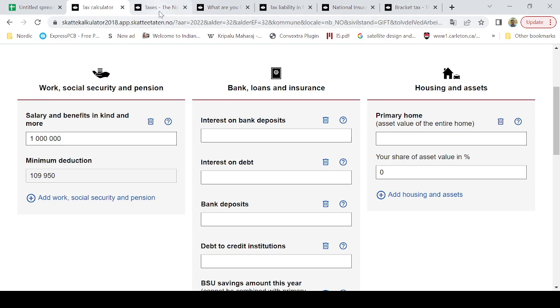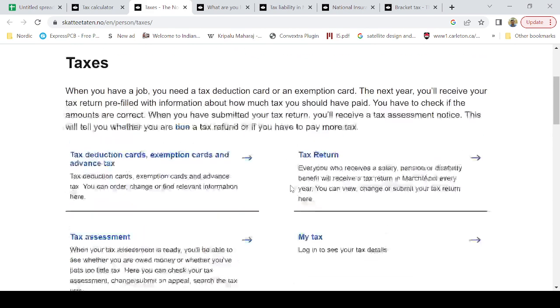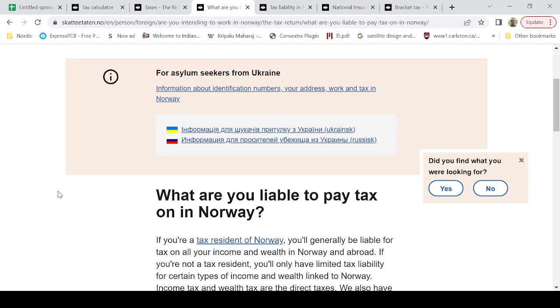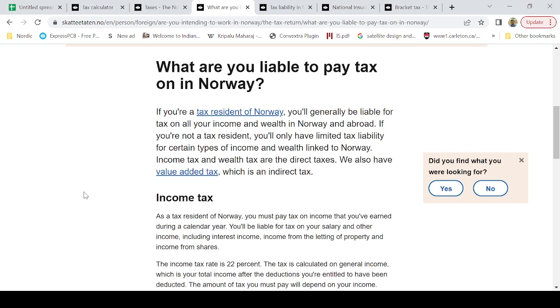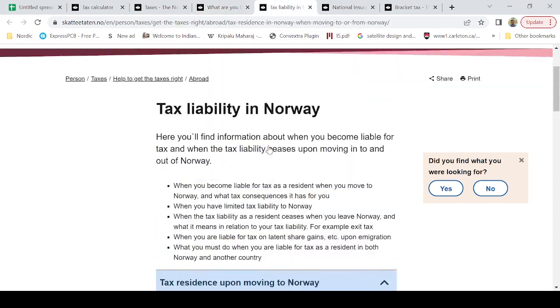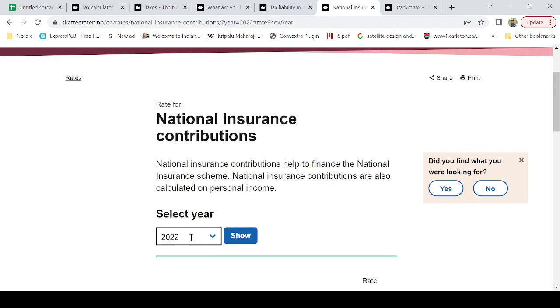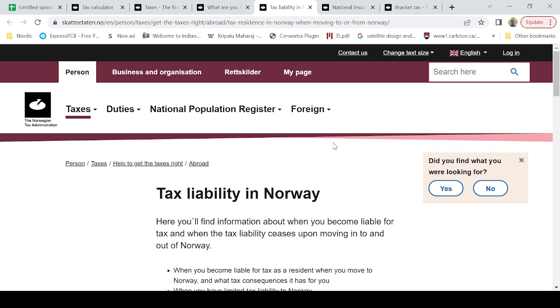And before going to that, you can go to many other pages in this tax section and read on your own, like what you are liable to pay, and so many things are there, tax liability and everything, because there are different tax rules. Like for seafarers or somebody working only part of the year, if you arrived here in June, you will be paying tax for 6 months. So there are different rules, so you need to read everything here in detail, like how it works.